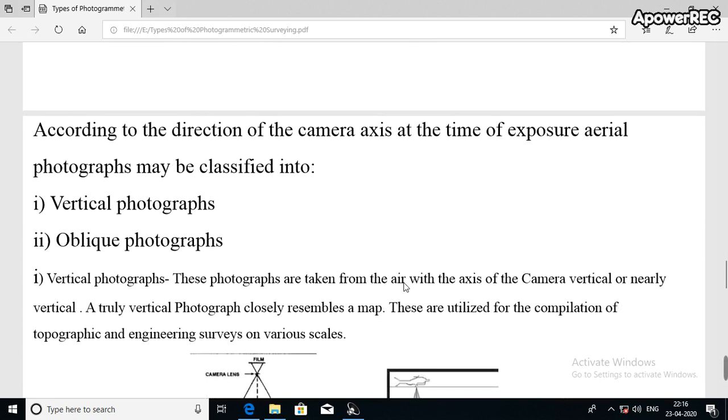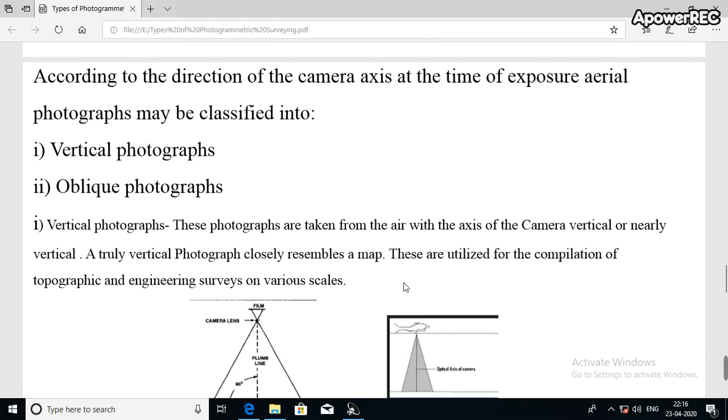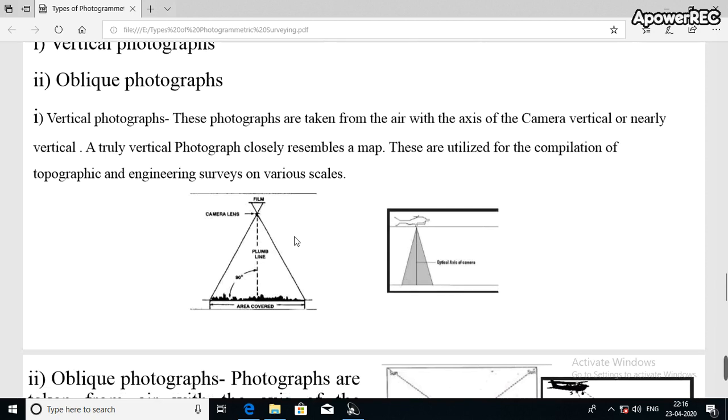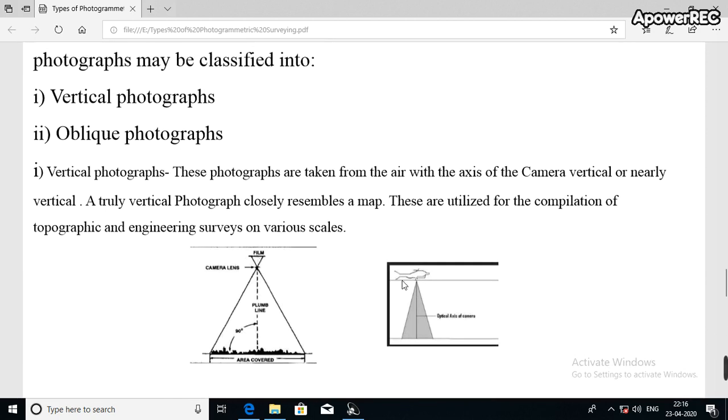After this, we'll be talking about the different types of photographs taken from the air. According to the direction of the camera axis, they are basically of two types. One is the vertical photograph, the second one is the oblique photograph. In the case of the vertical photograph, you can see in the picture that they are taken vertically above the ground. A truly vertical photograph resembles a map. This can be utilized for compilation of topographic and engineering surveys. They are exactly vertical.